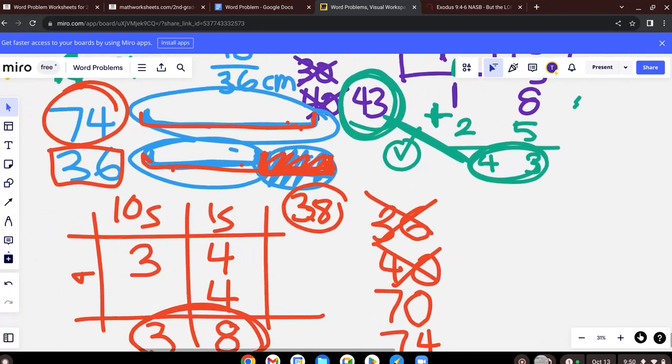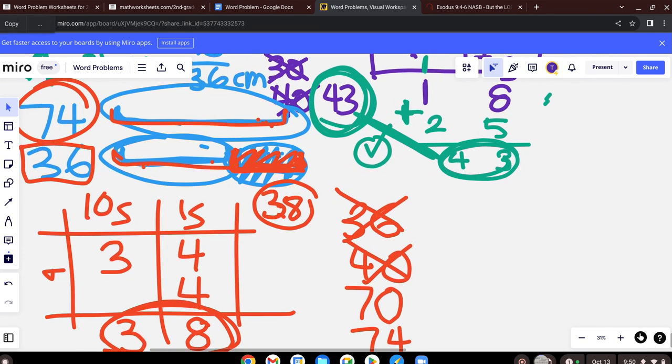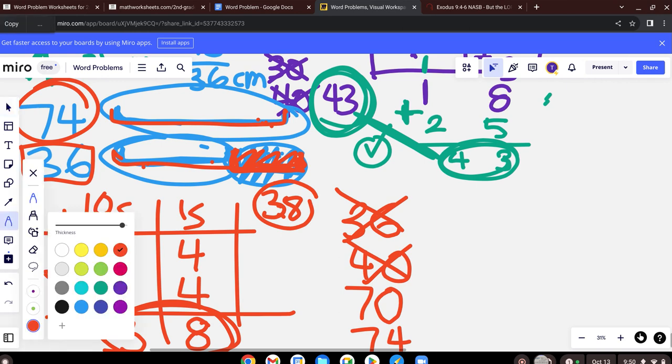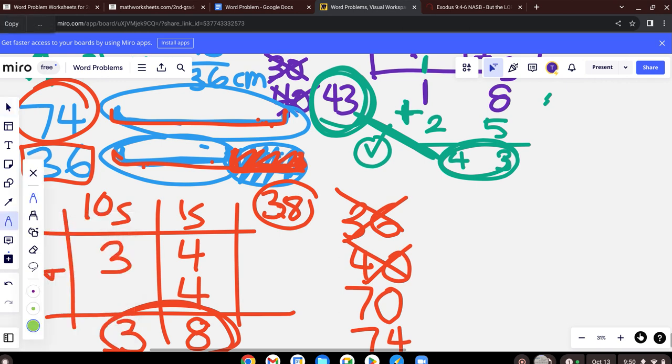Now we need to check our work. How do we check that 38 is the right answer? Remember, before we have this part and we have this part, so we use subtraction or counting up. Now instead of subtracting, we have this part and we're trying to check this part. So what do we do with these two parts? Add them.